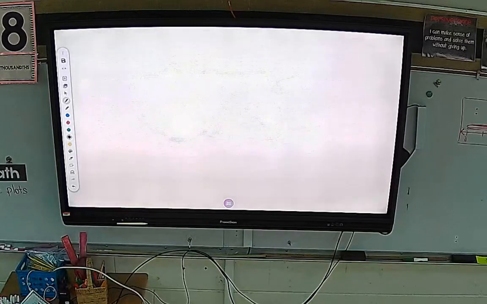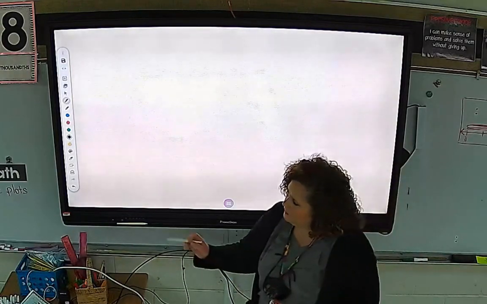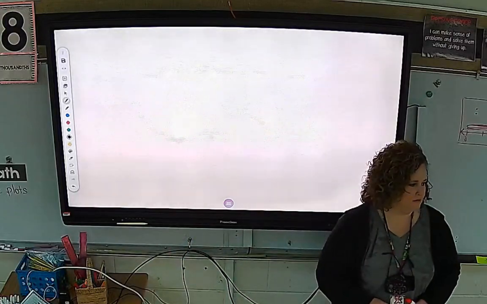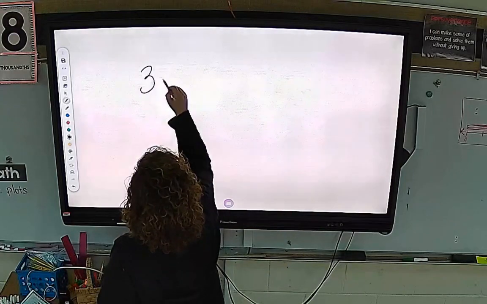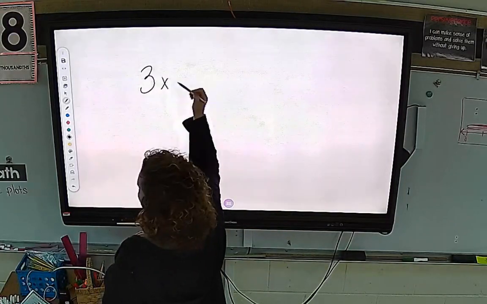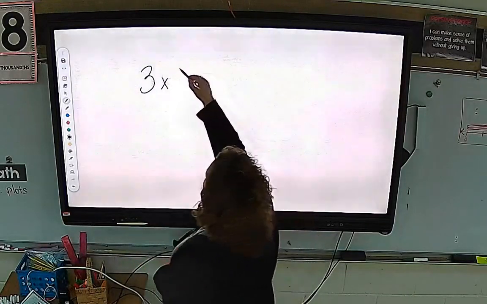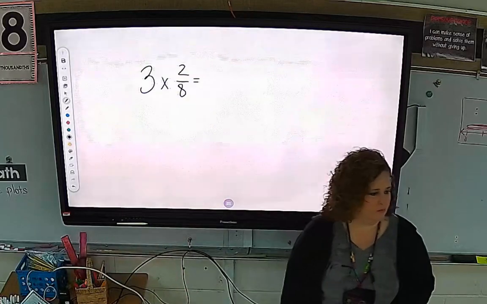Okay, you're fixing to work on your board. There's not a lot of space right here for you to do that. So, pull your whiteboard in front of you. And that's going to be our workspace. Okay. There are 3 2/8. What can that look like? 3 times 2/8. Okay. All right, we learned yesterday how quick this can be.